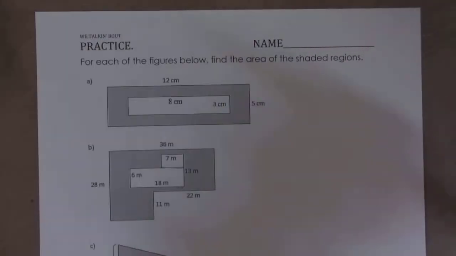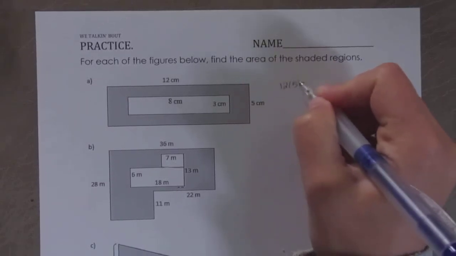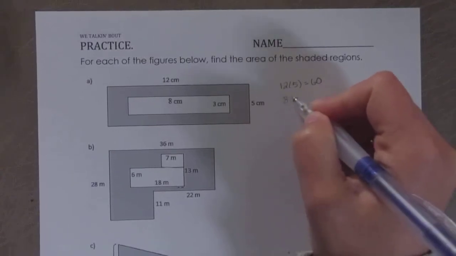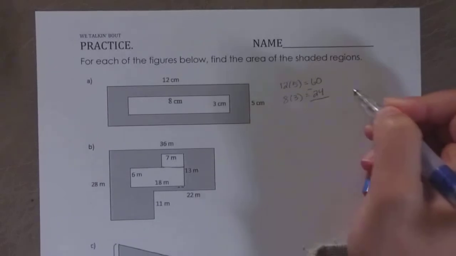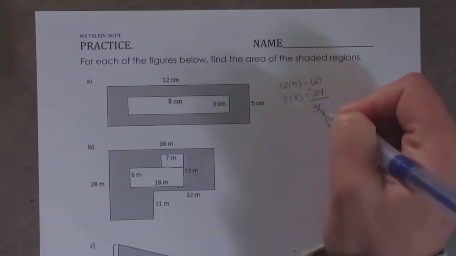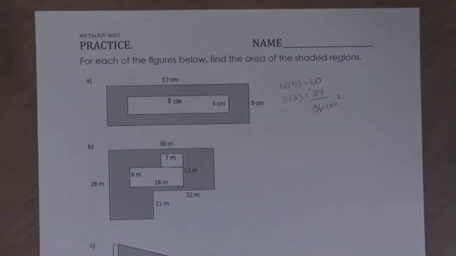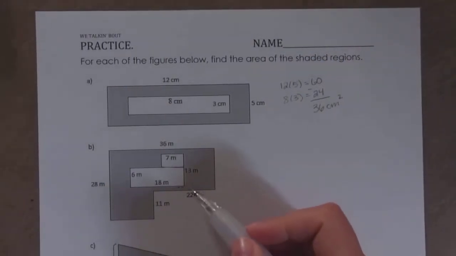The first one's pretty basic. You have 2 rectangles. So the shaded region is just 12 times 5, which equals 60. And the white region is 8 times 3, which equals 24. So if you subtract those two, you get 36, and of course you're finding the area, so you want to square your units.